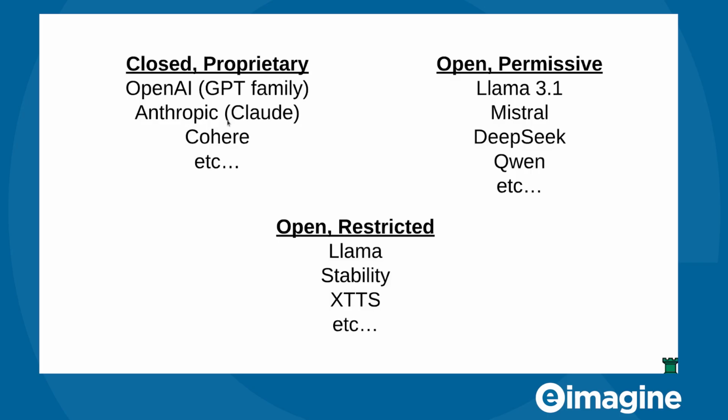So there's the same categories here as you might think of for code. There's closed and proprietary code bases. There's open source code bases. Some of that open source code is permissive or restrictive licensing. It's the same in the model world to one degree or another. There's closed models, and then there's more open ones.